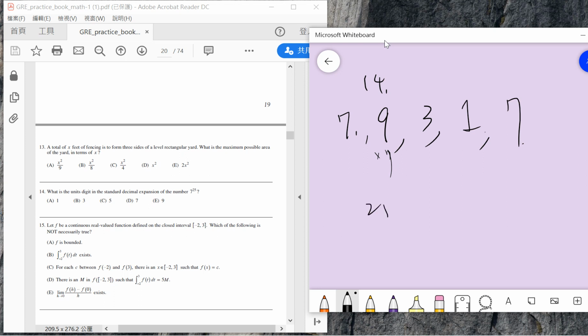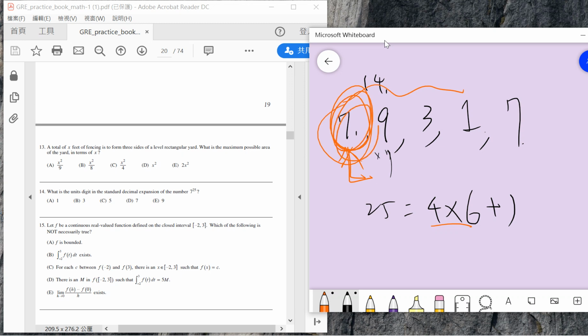Okay. So 25 can be written as 4 times 6 plus 1. So after 4 cycles, it becomes the first one, 7. So we choose D.